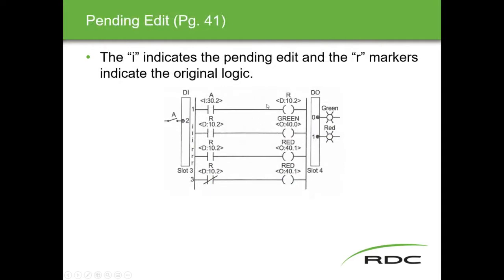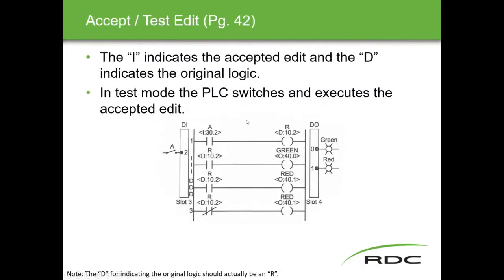Then we're going to see our edit is pending, which is indicated by the I here, and then we're going to say test our edits. We'll go up there and click test our edits. And if everything is happy, this will disappear and our old rung will be replaced with the new rung. That's painful. Okay, the I.